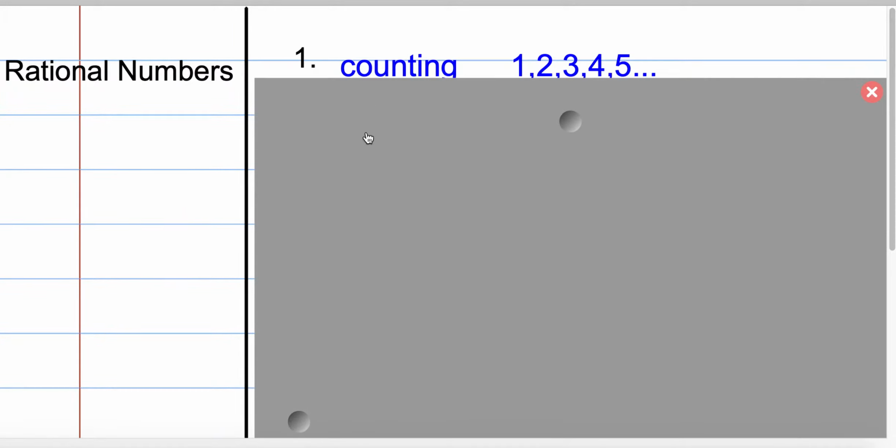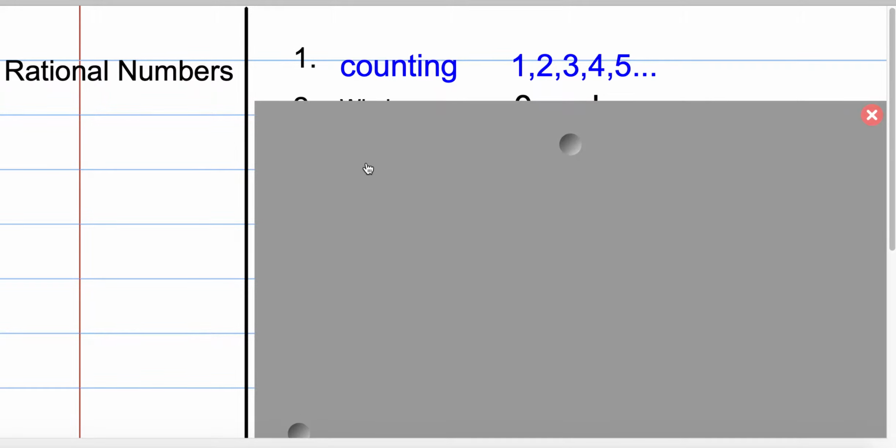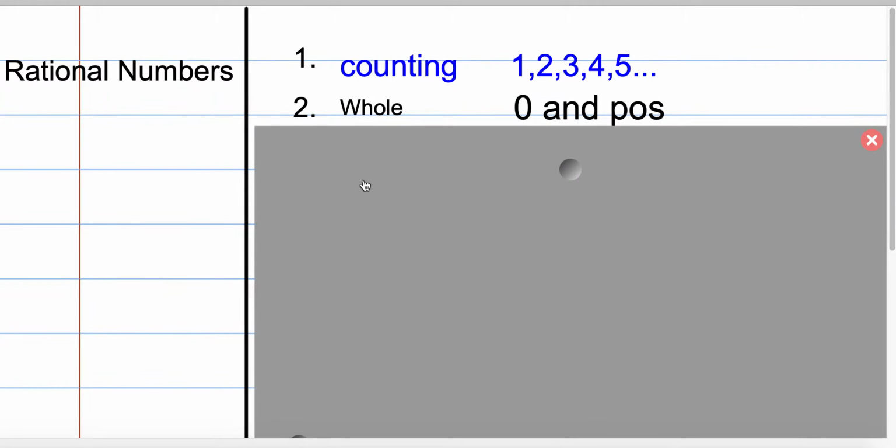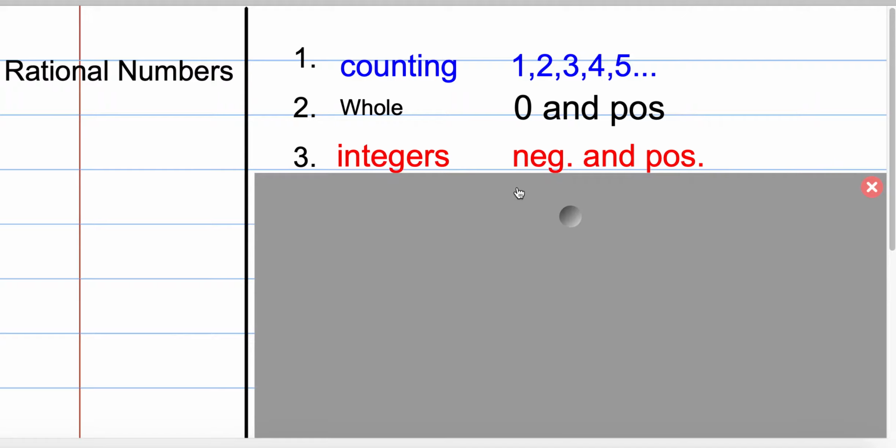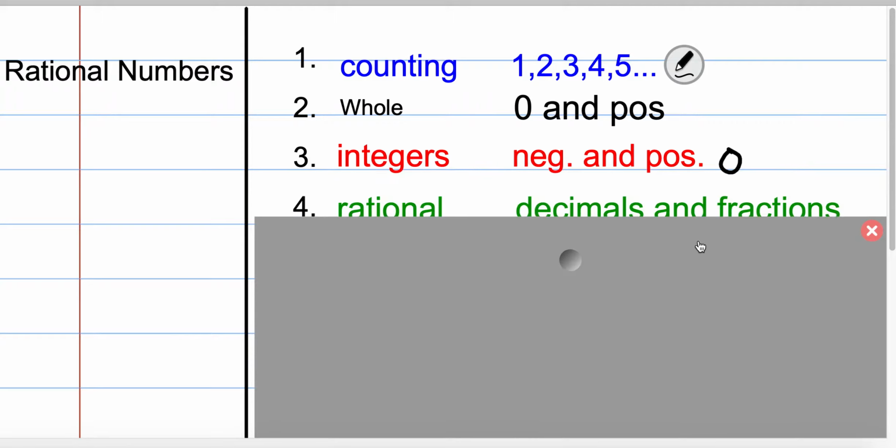The first kind of numbers you learned when you were growing up were called counting numbers, or known as natural numbers. Just your positives 1, 2, 3, 4, and so on. Then along came what are called whole numbers. It includes the 0 and then all of those positive numbers. Then along came the integers, which included the negatives, the positives, and 0. And then there's rational numbers.